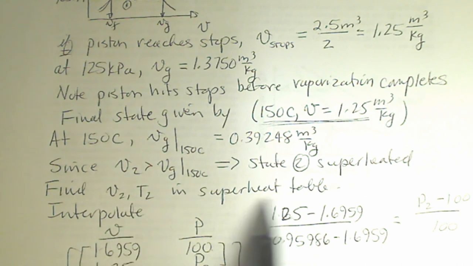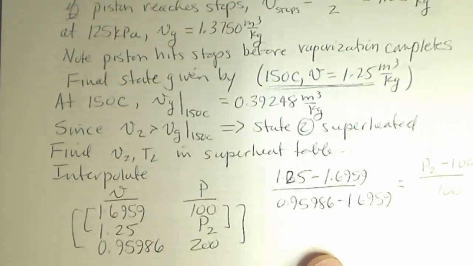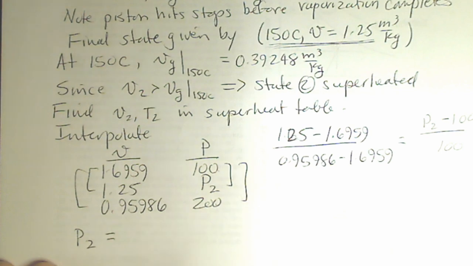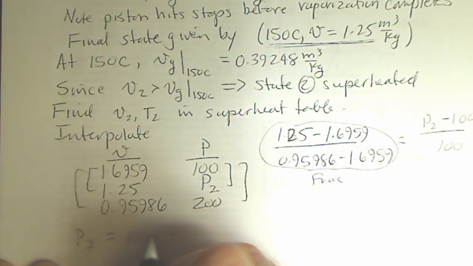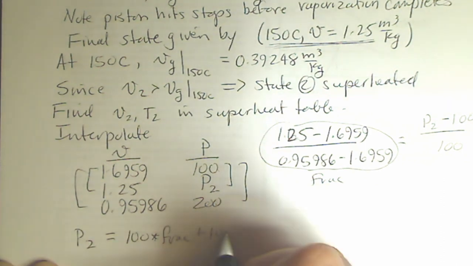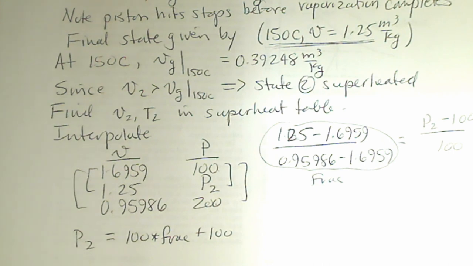So we found V2 and T2 in the superheated tables by moving across the tables from the lowest pressure going up. And we know that the pressure is greater than 125. But we found that that specific volume value of 1.25 is bracketed between a pressure of 100 kPa and 200 kPa. And so this is my formula for interpolation set up by these differences. And so we can find P2 as being equal to, I'll just call this thing over here fraction, 100 times my fraction plus 100. So that looks like it's 100 times 1 plus fraction. It just works out to be that way. But what's that fraction?